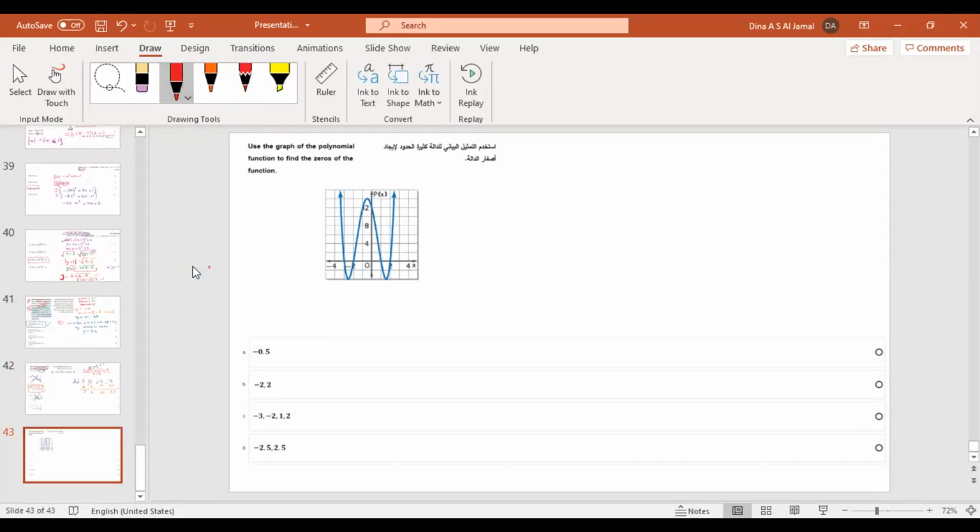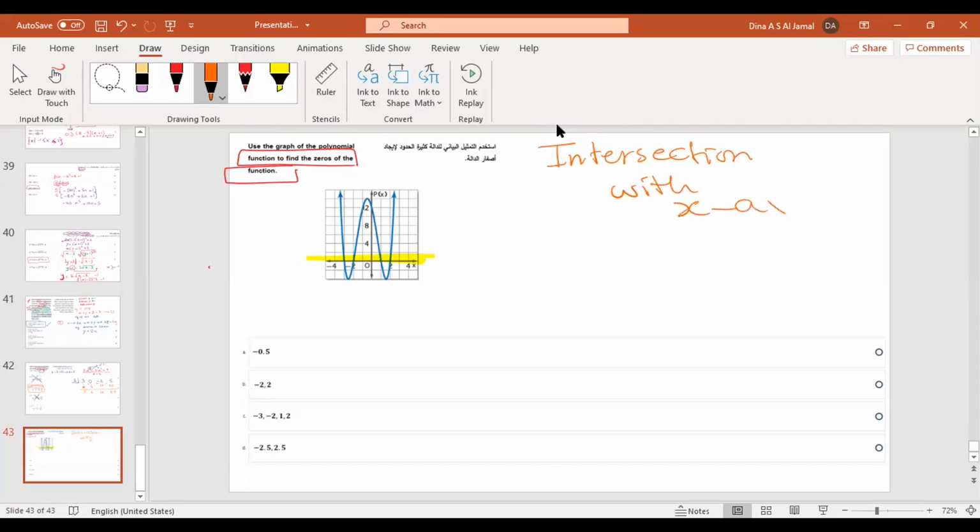Now let's go to the last question in your exam and focus with me because this was a gift for you in the exam. Use the graph of the polynomial to find the zeros of the function. Whenever he's telling you to find the zeros of the function and he's giving you the graph, just go directly, highlight the x-axis, and find the intersection with the x-axis. These are your zeros, so let's highlight them.